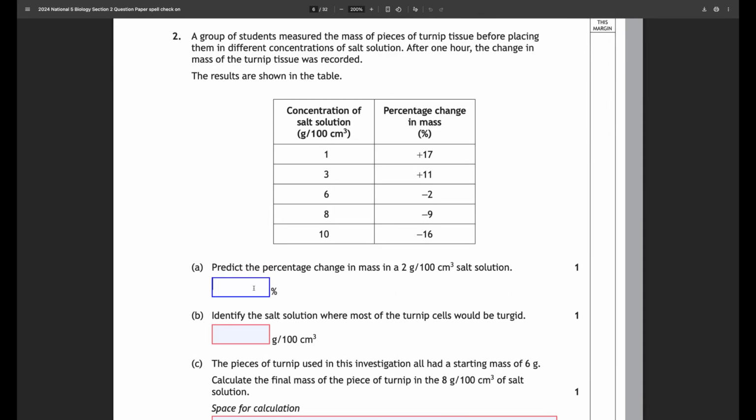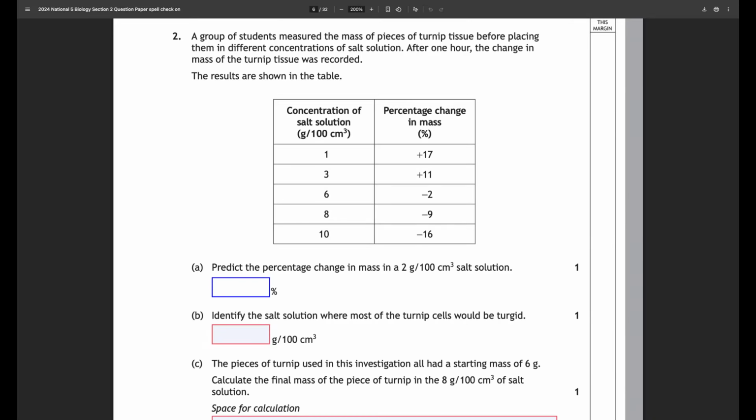On to question 2. A group of students measured the mass of pieces of turnip tissue before placing them in different concentrations of salt solution. After 1 hour, the change in the mass of the turnip tissue was recorded. You have to predict the percentage change in mass in 2 grams per 100 centimeters cubed of salt solution.